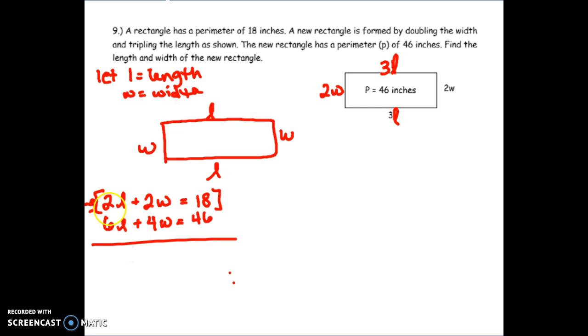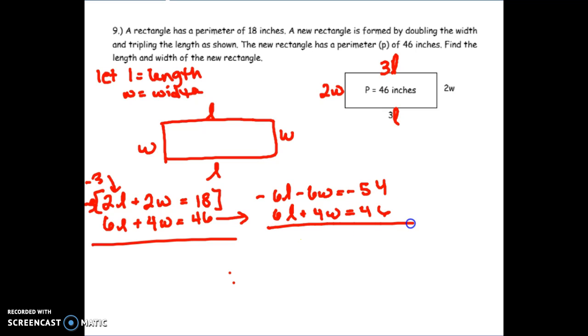So when we do that, we multiply by -3, that's a -3, so you can see that. And we end up with -3 times 2L, and let's write it over here as -6L minus 6W is equal to -54. Okay, and then we'll just bring this over. 6L plus 4W is equal to 46. Okay, so now we're set up for elimination, and our L's will cancel out, and we're left with -2W is going to be equal to -8. So then when I divide by -2, my W, my width, is going to be 4.